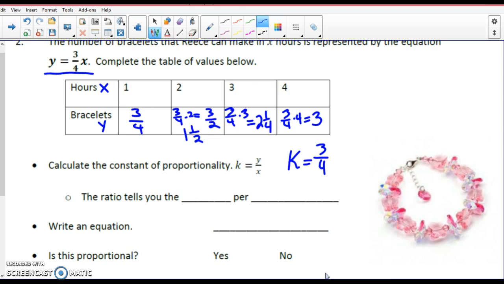It's 3/4. So, what does this ratio tell me? What is 3/4 based on our table? It's bracelets per hour. Write an equation while they gave us that. Y equals 3/4 x. Is this proportional? Yes, indeed it is, because they gave us the equation. Y equals 3/4 x. Any line that is in that form is proportional.